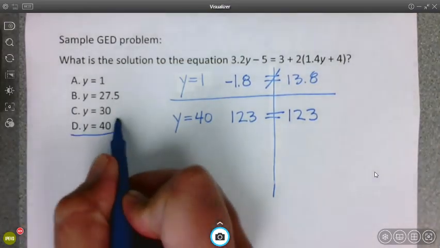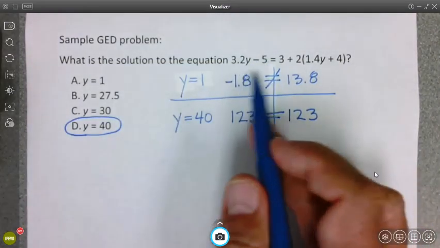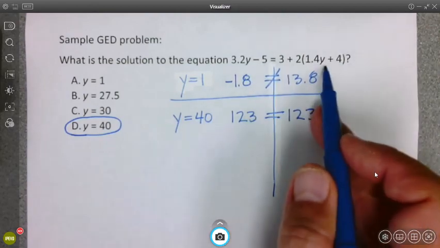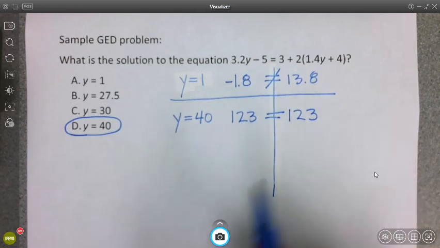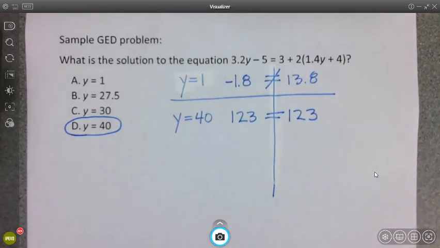Therefore, when y is equal to 40, this equation's left and right-hand sides are exactly the same numerical value, and therefore y equals 40 is the solution to that equation.